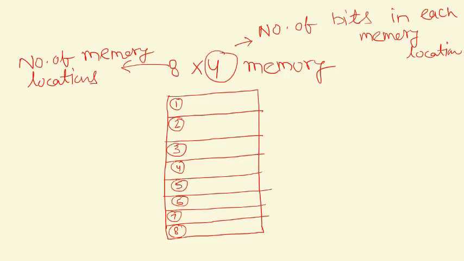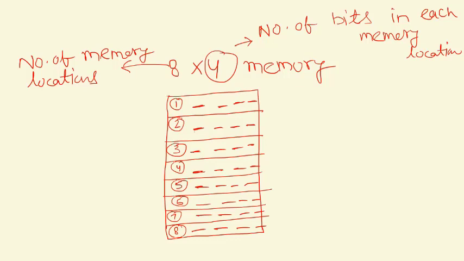So suppose this is 1, 2, 3, and 4. These are the memory locations on which the data is stored. It means each memory location has 4 bit data. This is 4 bit data, and so on. It may be 0, 1, 1, 0, 0, 1. So each memory location has 4 bit data.